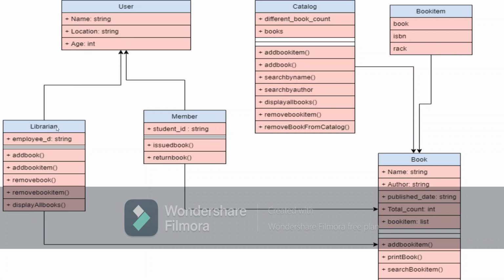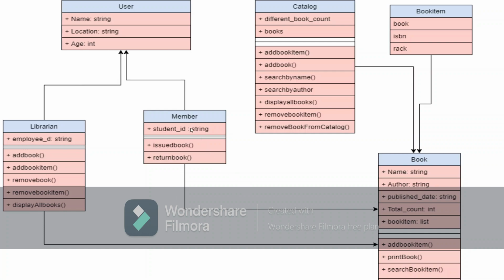This librarian class is inherited from the user class. The librarian has an employee ID, which will be a string. Then they have the functions that the librarian will perform. The first function is add book, in which the librarian will add a book in the rack. Then add book item. Then remove book, remove book item, and display all books.